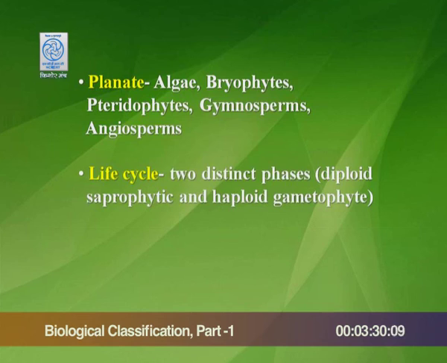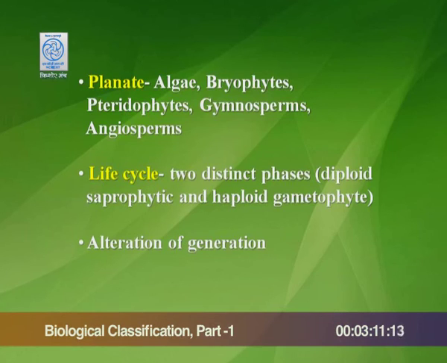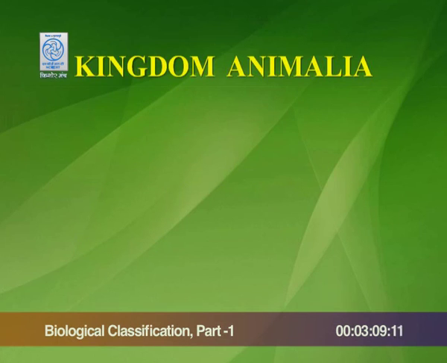Life cycle has two distinct phases: diploid sporophytic and haploid gametophytic. The diploid sporophytic and haploid gametophytic alternate with each other, and so this pattern of life cycle is known as alternation of generation. Kingdom Animalia.